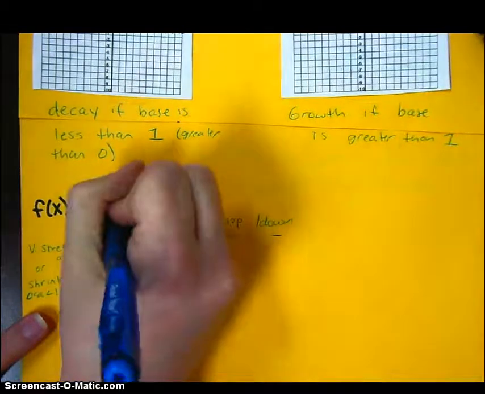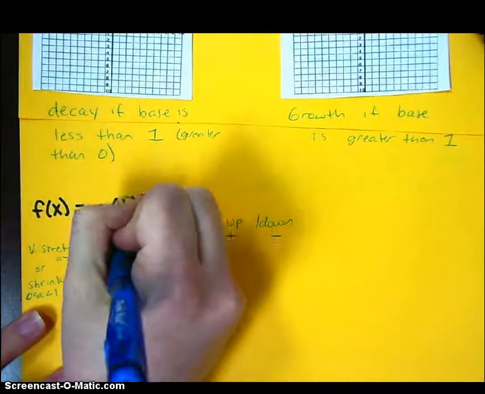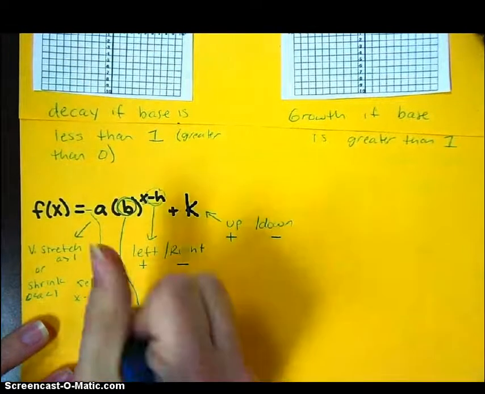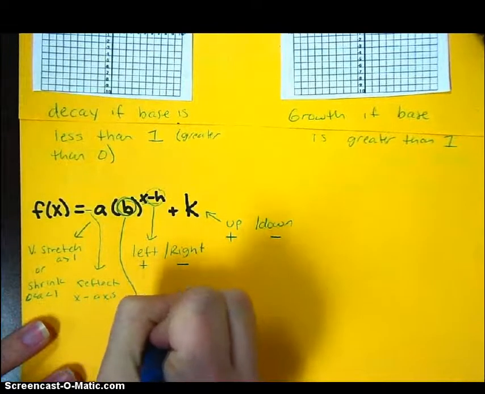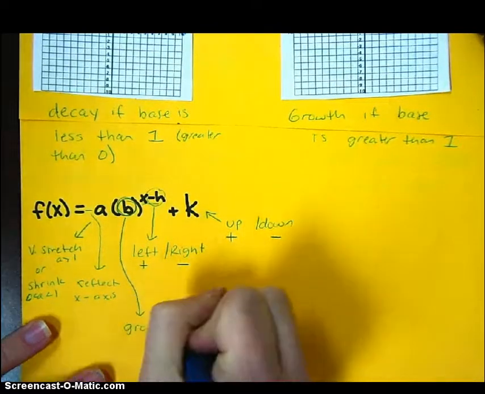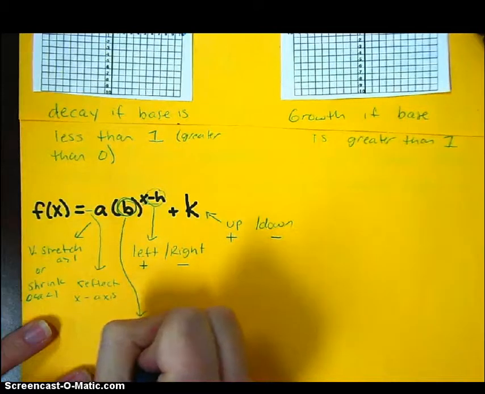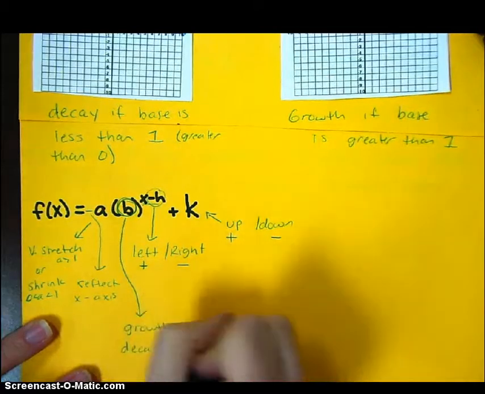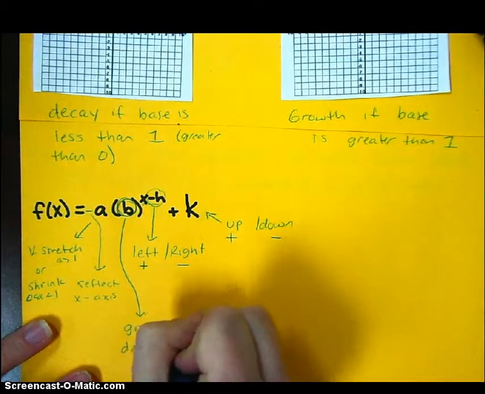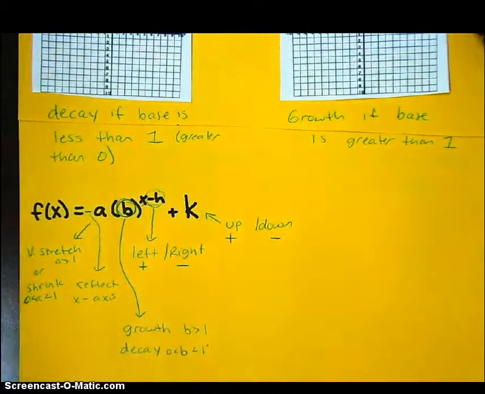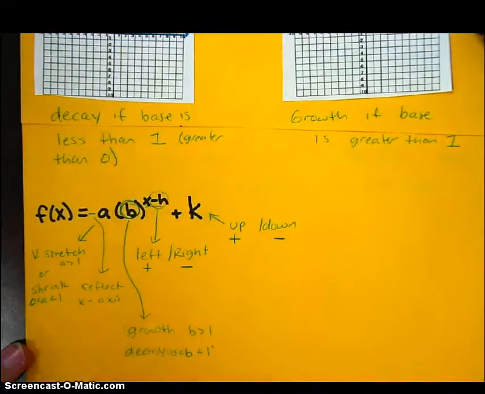And then the last thing we need to talk about right here is B, your base. This is a new one, so B is our base. It's going to be growth when B is greater than 1, and it's going to be decay when B is between 0 and 1. So let's look at some problems that relate this.